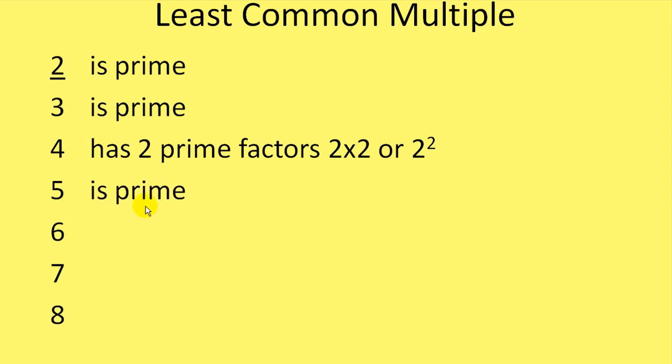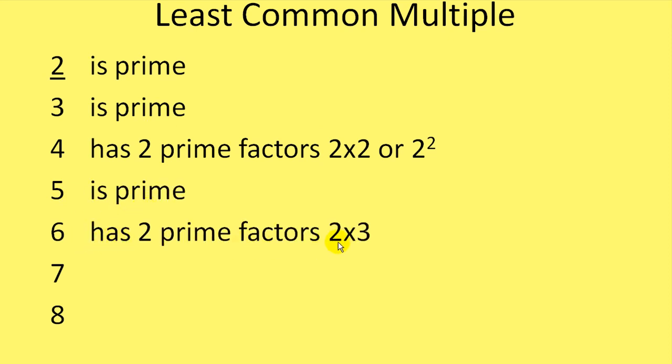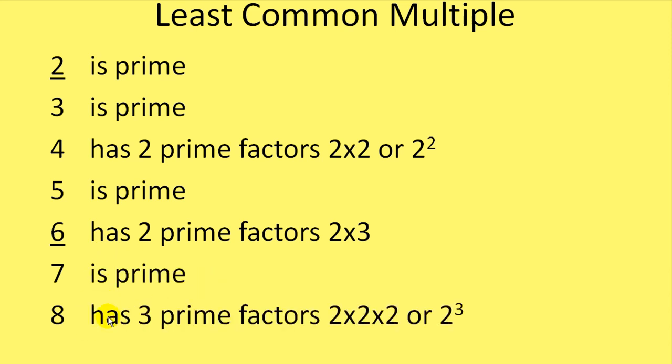5 is prime, so we'll include that. 6 has 2 prime factors, 2 times 3. Well, we already have a 3, and we already have two 2's, so we don't need another 2. So we can eliminate 6. 7 is prime, so we need 7. And 8 has prime factorization of 2 times 2 times 2, so three 2's. So this one with only two 2's, we don't need it. To find the least common multiple now that we've eliminated those, we take the ones left over that we haven't underlined: 3 times 5 times 7 times 8, and that's going to be equal to 840, which is the least common multiple.